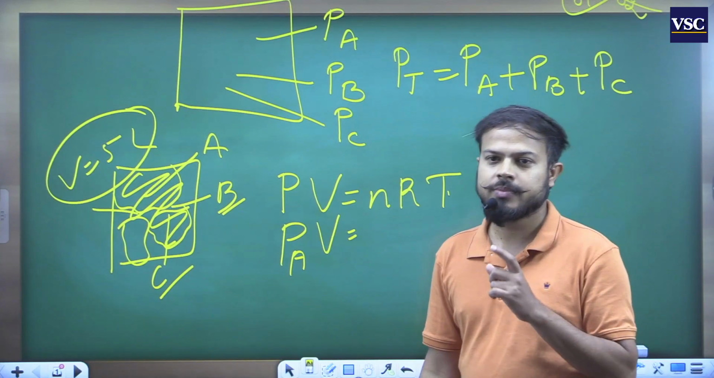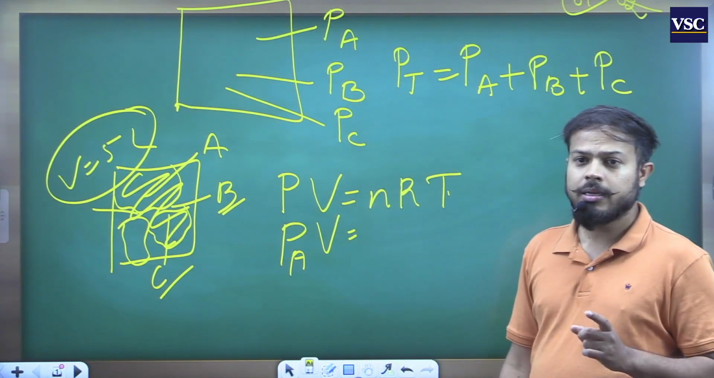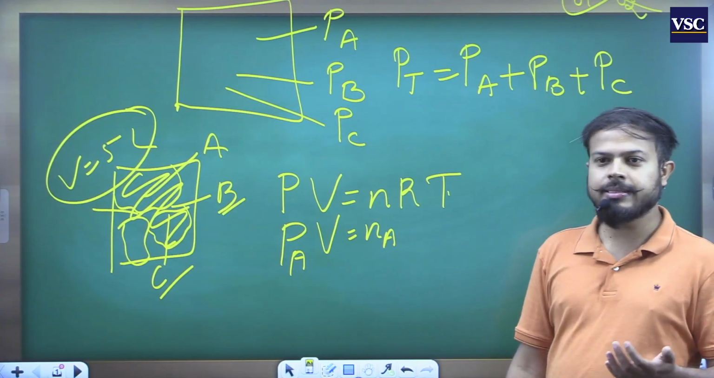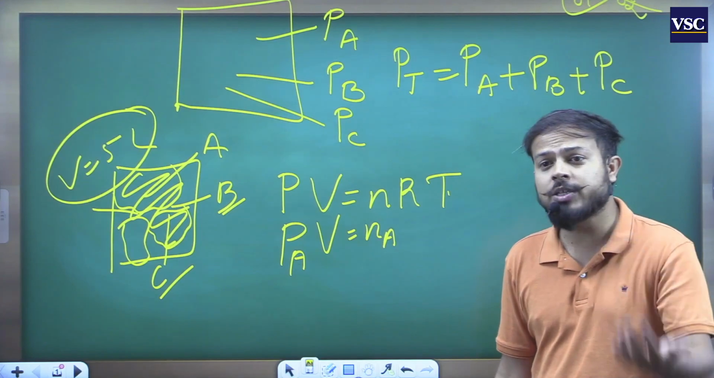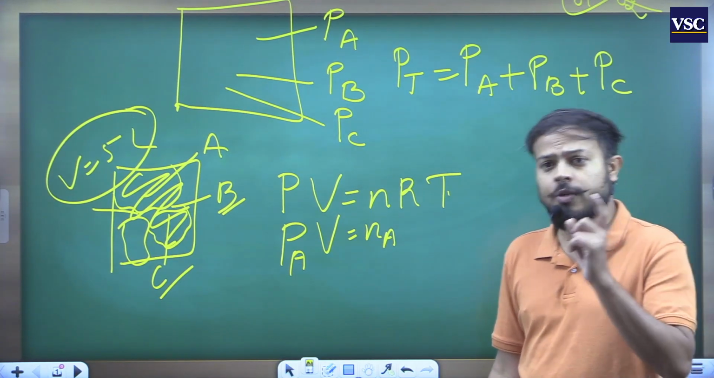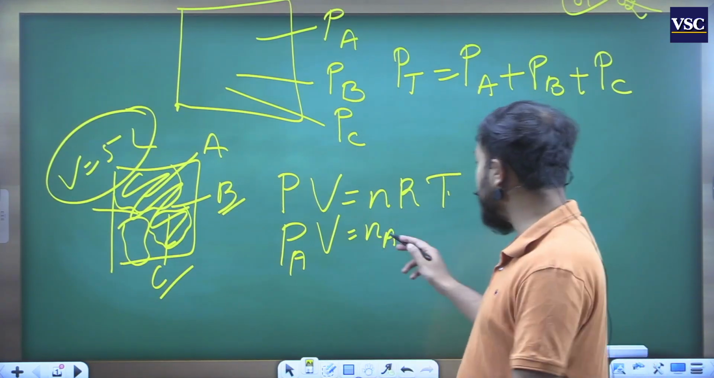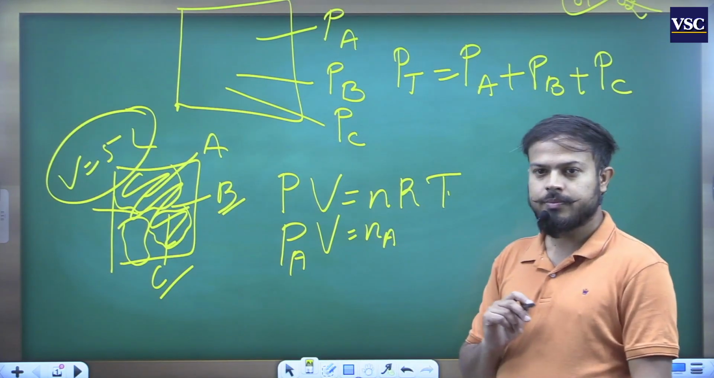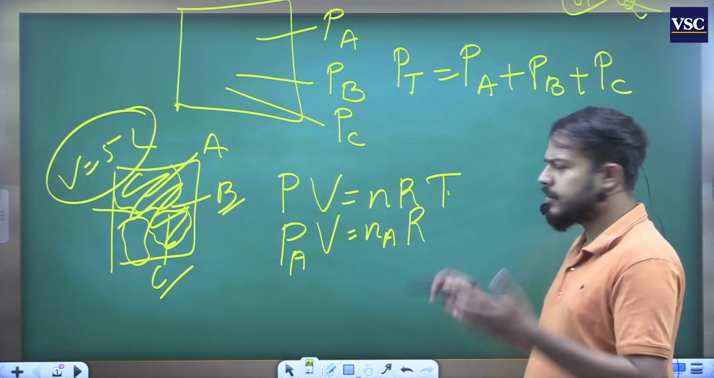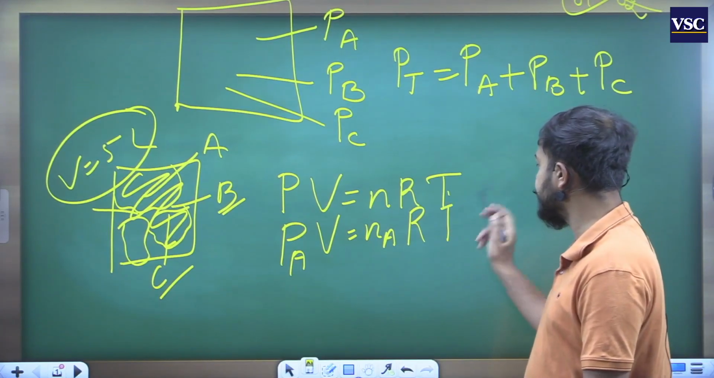Now the important thing, that is moles. If you find the partial pressure of A, then just take the moles of A. If you take the moles of A, then you'll get the partial pressure of A. If you put the moles of B, then you'll get the partial pressure of B. Similarly for C. And if I put total moles over here, then you'll get the total pressure. Okay, R will be the same value, and temperature, whatever temperature is given in the question, you just simply take this.